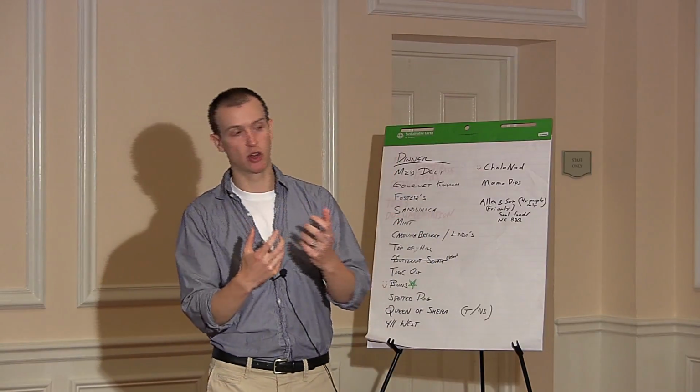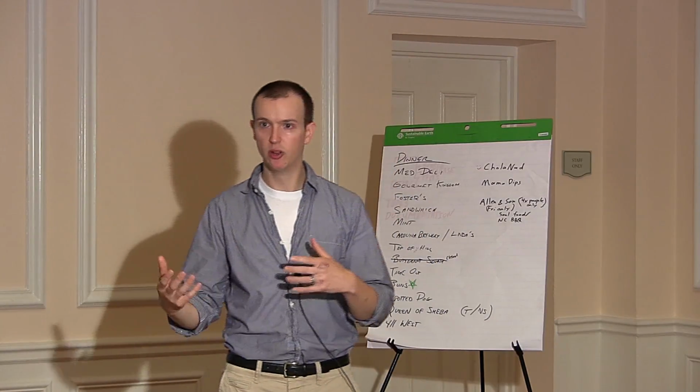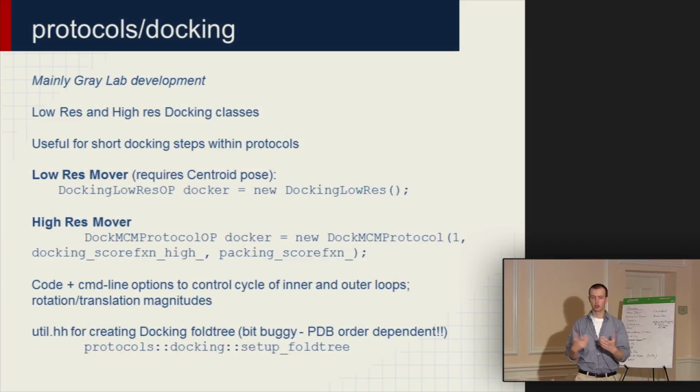And you take that centroid mode structure and put it through a high resolution phase. So the code reflects this two-stage protocol. There's a set of low resolution movers, docking low res, and then there's a high resolution mover or a couple of variations on it, such as the docking MCM, the docking Monte Carlo with minimization protocol. These two together are mostly used by the docking protocol class, and that's how I think you're most likely to use this code: by creating a new instance of docking protocol and then configuring options within it.